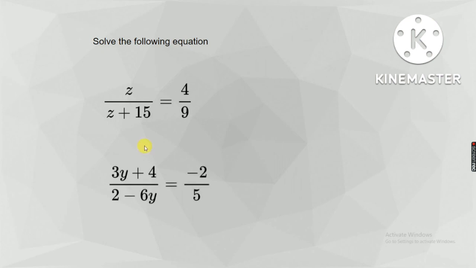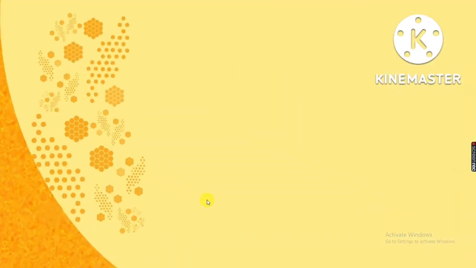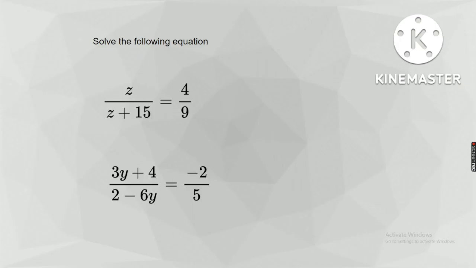Here is one more example. 3y plus 4 upon 2 minus 6y is equal to minus 2 upon 5. These two sums you have to solve yourself. Give them a try and try to find out the value of variable z and variable y.